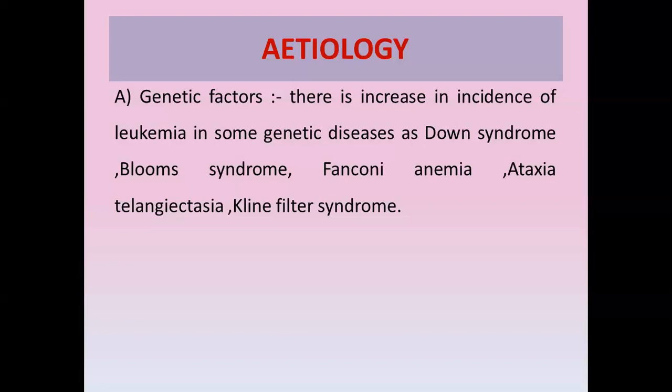Ataxia telangiectasia, which is a neurodegenerative disease characterized by involvement of the nervous system and immune system, and patients have difficulty coordinating movement. Klinefelter syndrome, also named XXY 47, occurs in males who have an extra X chromosome, and it is usually characterized by infertility. This syndrome also has increased susceptibility for development of acute leukemia.